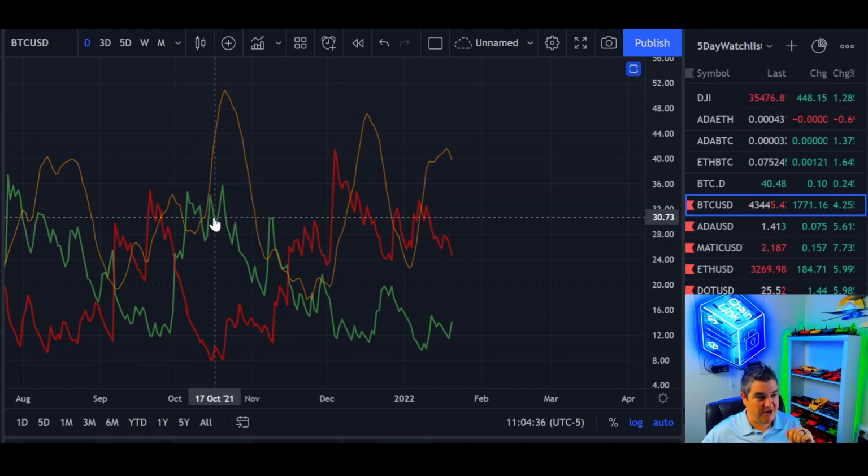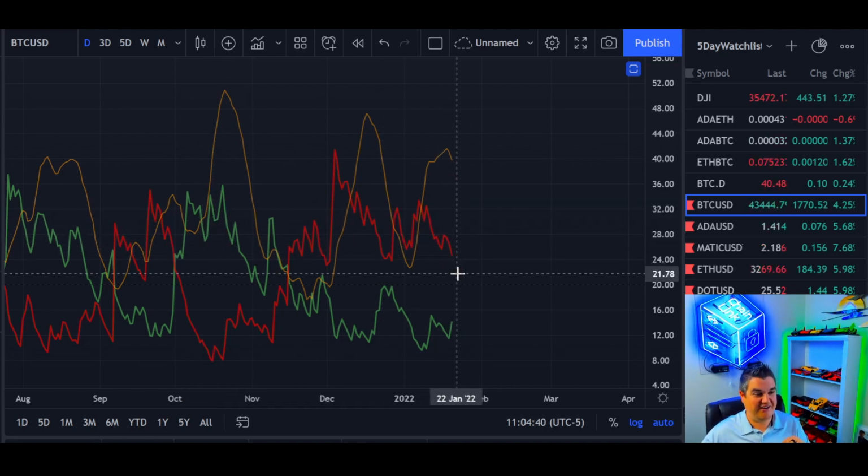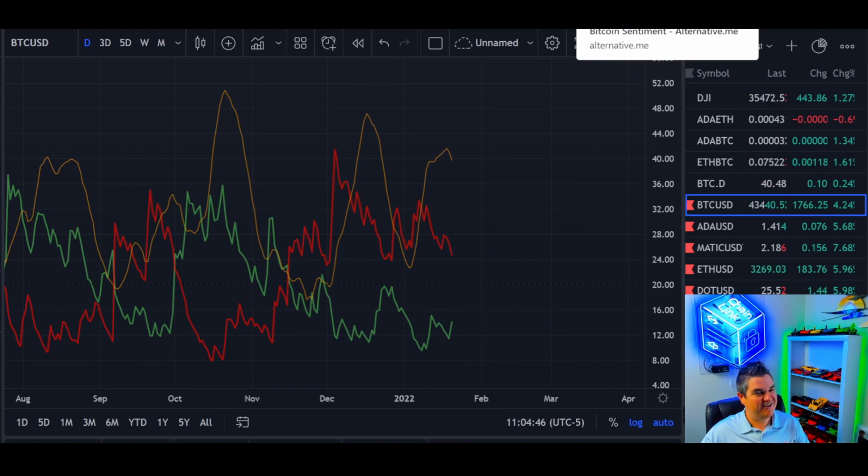You want your green on top. That's your bulls. You don't want your red on top, that's bears. We want bulls. So hopefully, in a nutshell, that sums it up for you.